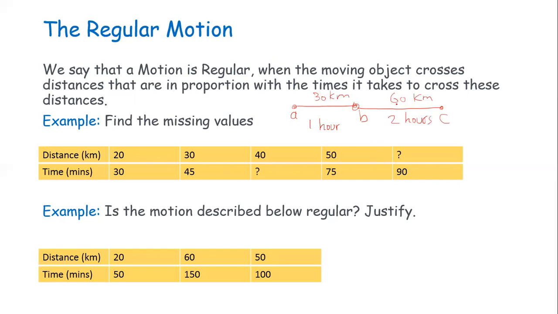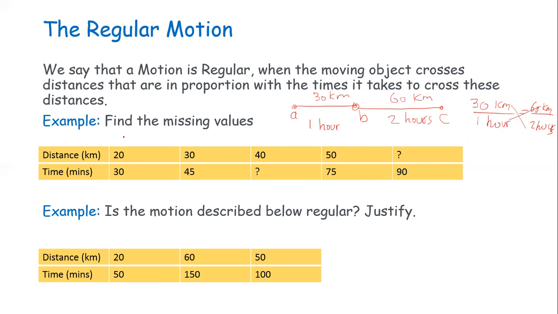So why is that? Because the motion is regular, so we must have here 30 kilometers over 1 hour in proportion with 60 kilometers over 2 hours. Of course, these two ratios are in proportion, and we can prove that through the cross product rule. We notice that the product of the extremes is 60. Also, the product of the means is also 60.